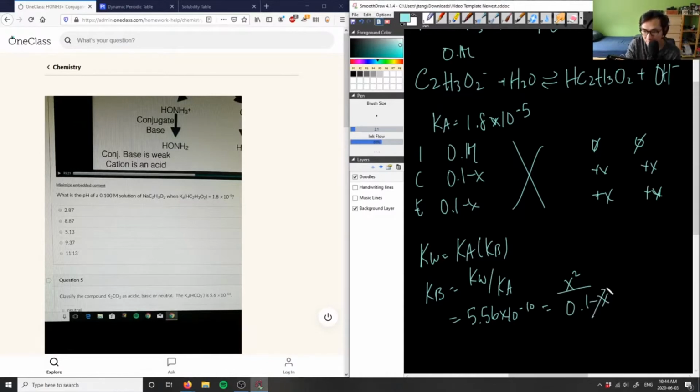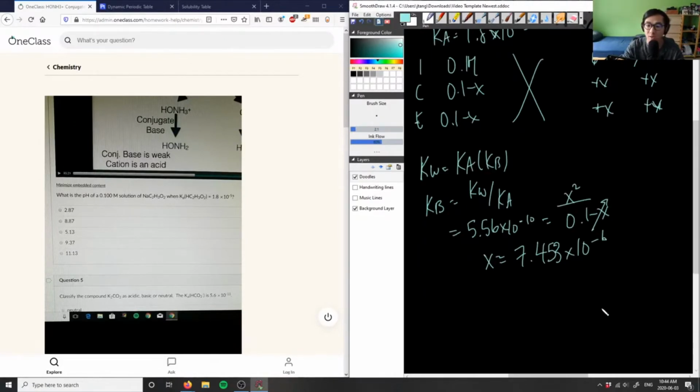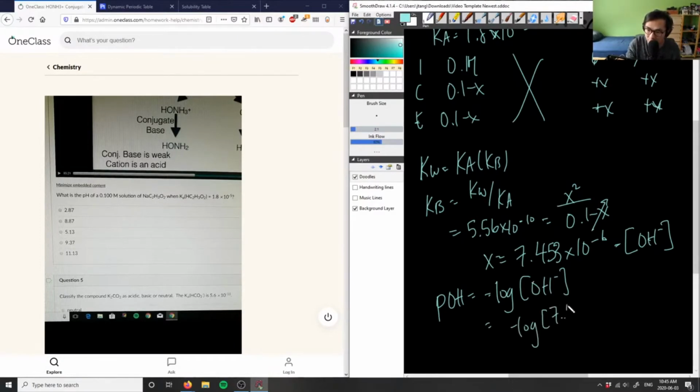I'm going to use the assumption method, and it crosses out this negative x here. So I'm just simply going to multiply both sides by 0.1 and square root it, which means x is going to be 7.453 times 10 to the negative 6, and this is the concentration of our hydroxide ion here, which means our pOH equals negative log of our hydroxide ion. So negative log of 7.453 times 10 to the negative 6, which is going to equal 5.12.